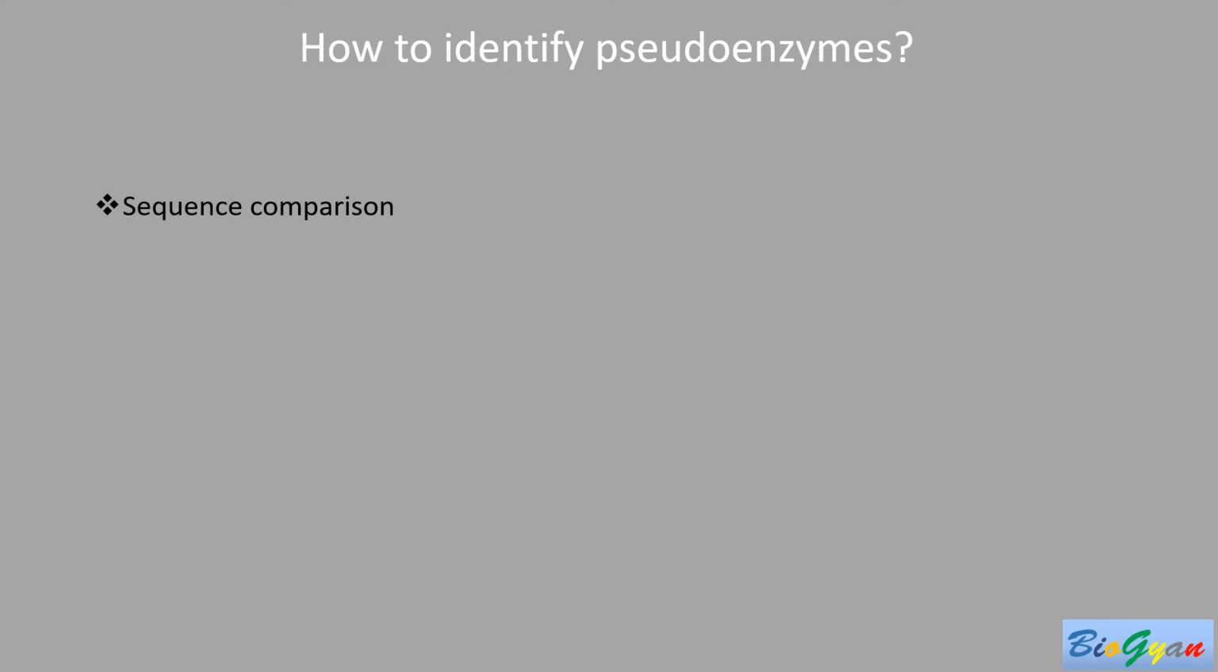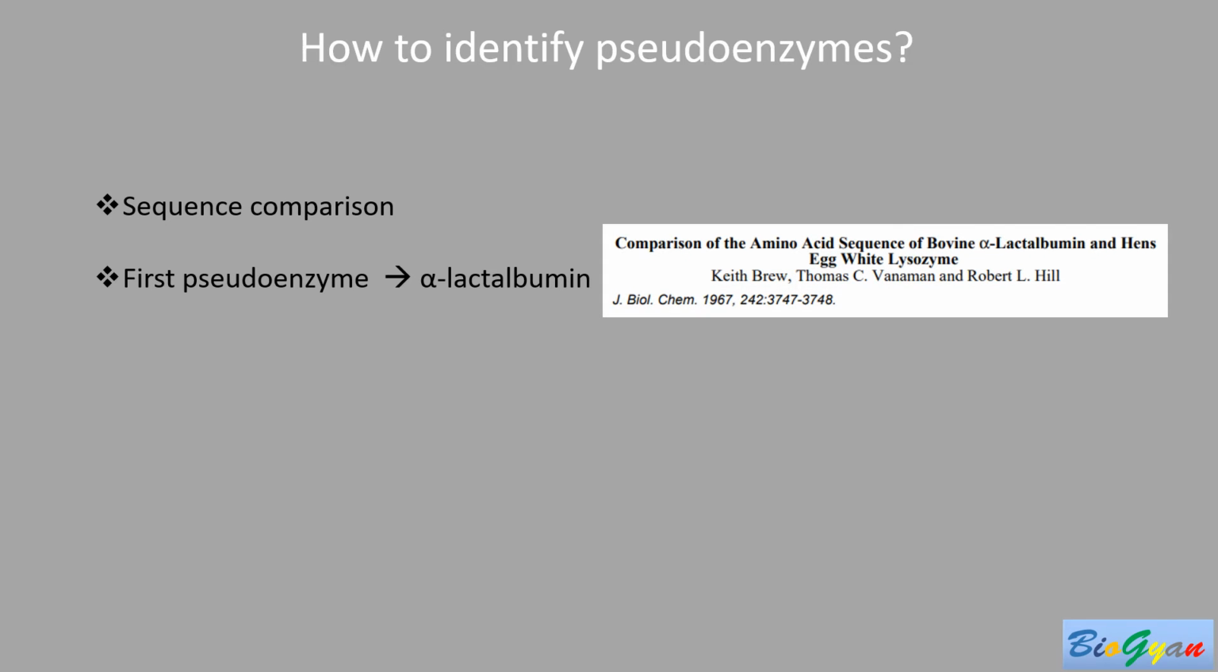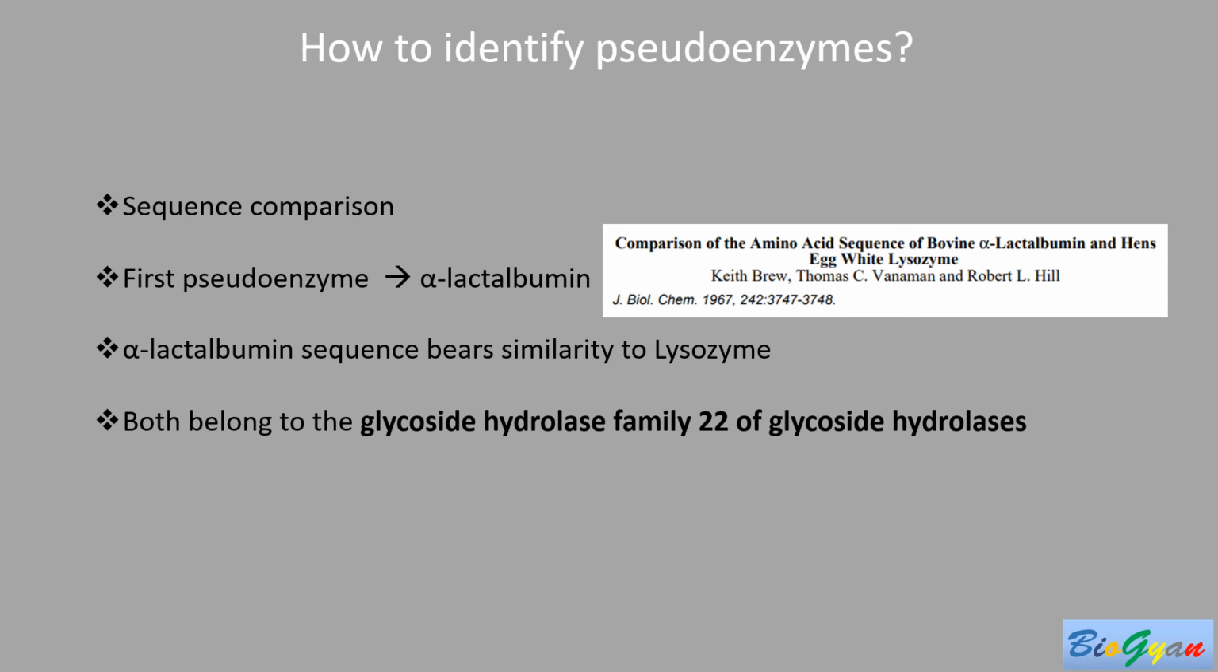The first pseudoenzyme to be identified by sequence comparison was alpha-lactalbumin. This was reported in the Journal of Biological Chemistry. Alpha-lactalbumin bears sequence similarity to the enzyme lysozyme. Both these enzymes belong to the glycoside hydrolase family 22 of glycoside hydrolases.